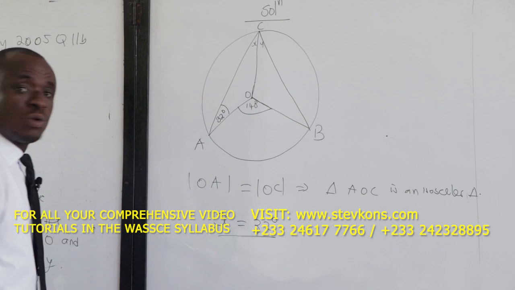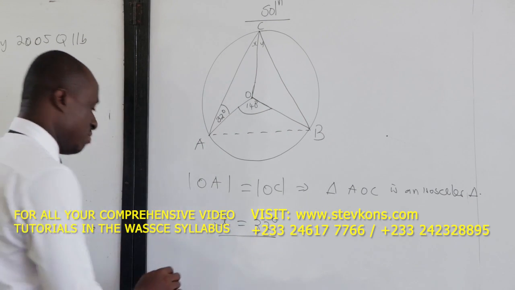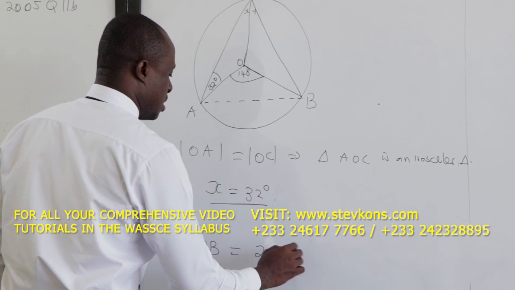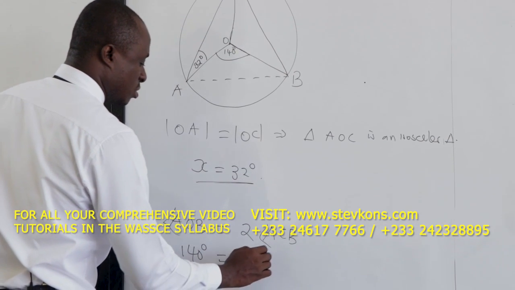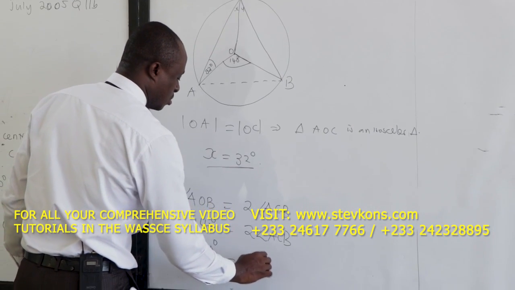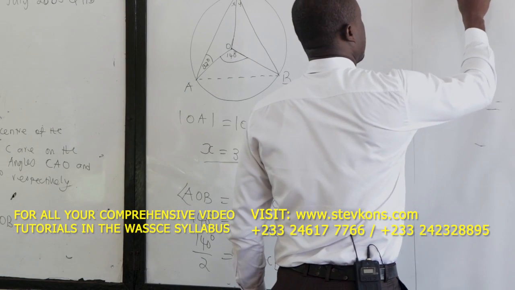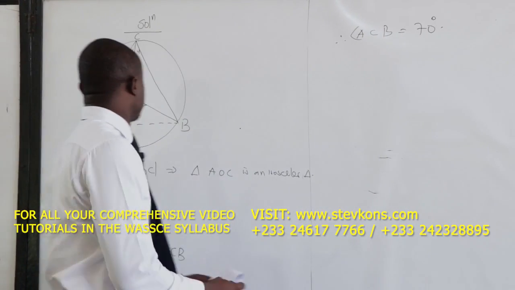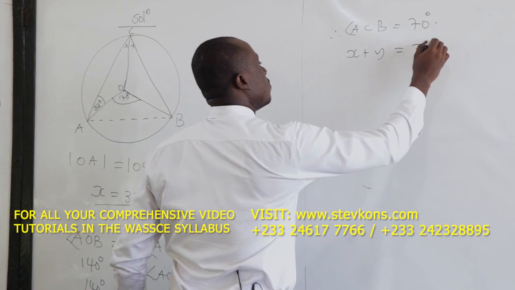Now, what again do we know about AB? AB is a chord. And because AB is a chord, we can say angle AOB is equal to 2 times angle ACB. What is AOB? That is 140 degrees, and that is 2 times ACB. So 140 degrees over 2 equal to ACB. 140 divided by 2 is 70 degrees. So therefore, ACB is equal to 70 degrees. So clearly, X plus Y is equal to 70 degrees.